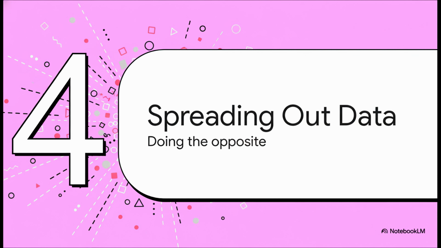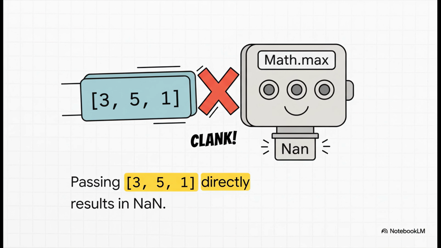Okay, so we've seen how to gather a bunch of individual items into an array. But what if your problem is the complete opposite? What if you already have an array and you need to break it apart into a list of individual items for a function? This happens all the time. You've got your data sitting perfectly in an array, like [3, 5, 1]. But a function like Math.max doesn't want an array. It wants a list of separate arguments, like Math.max(3, 5, 1). If you pass it the array directly, it just throws up its hands and gives you NaN, not a number.